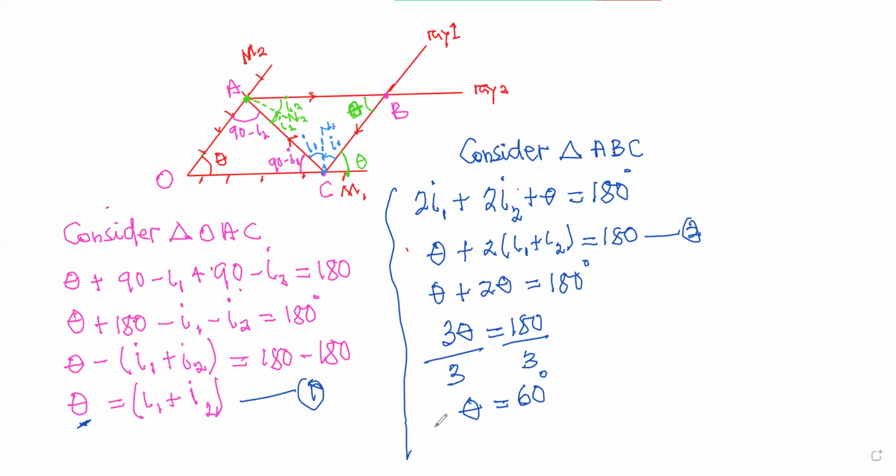So you conclude, therefore, the angle between mirror 1 and mirror 2 is 60 degrees.